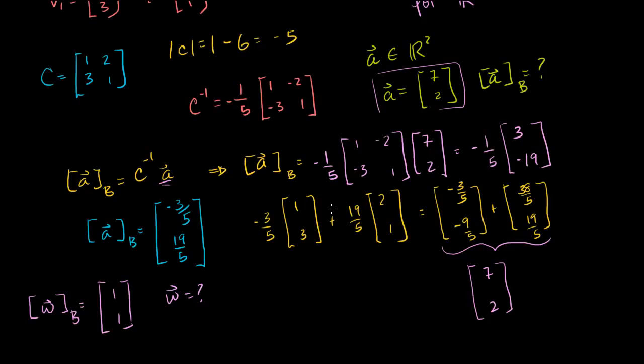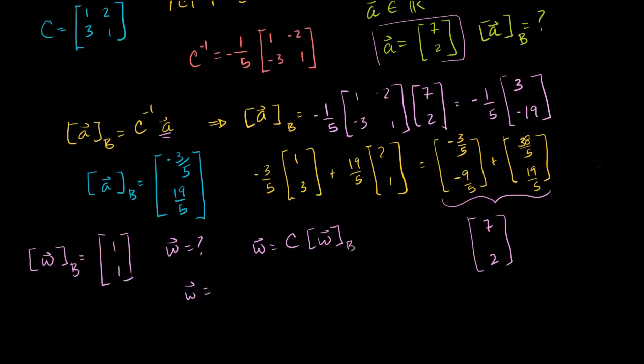Well, there we can just multiply. Remember, W is just equal to the change of basis matrix times W's coordinates with respect to the basis B. So W is going to be equal to the change of basis matrix, which is 1, 3, 2, 1, times the coordinates of W with respect to B, 1, 1, which is equal to 1 times 1 plus 2 times 1 is 3. And then 3 times 1 plus 1, so 3 times 1 is 3, plus 1 is 4. So W is just equal to the vector 3, 4.